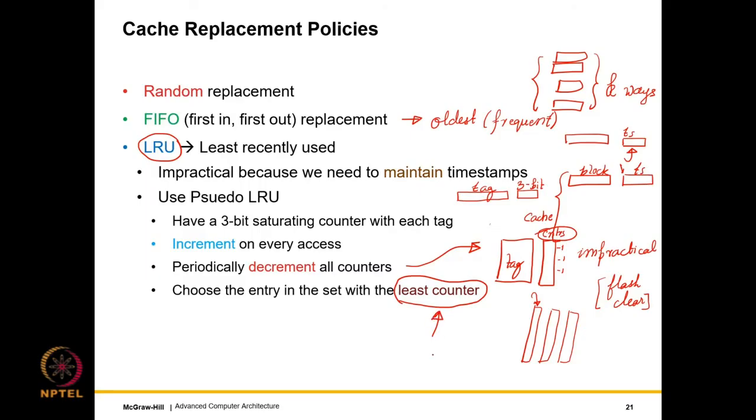Because of temporal locality, you can say with high confidence that most likely in the future also this line will not be accessed. So you will choose this as a target for replacement and you will evict it. In its place, the new block can be brought in.